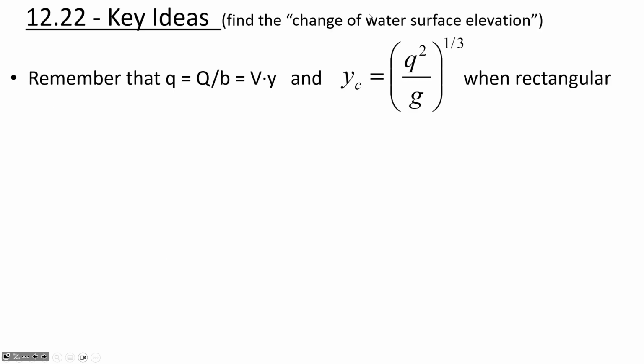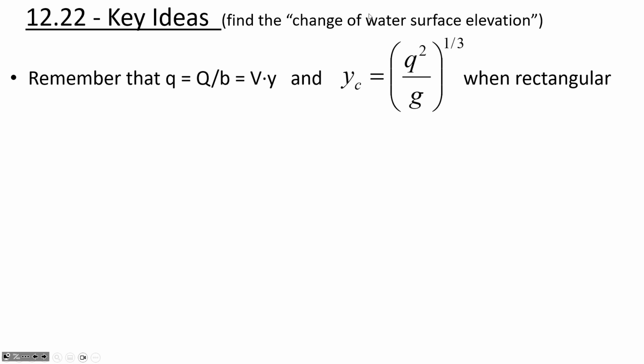All right. Problem 12.22 is the first problem that you've got on the list for Wednesday. And it asks you to find the change of the water surface elevation. So the water is going to change its elevation, and we want to find out how much the difference in elevation in the water surface is because of either a bed step down or a bed step up.